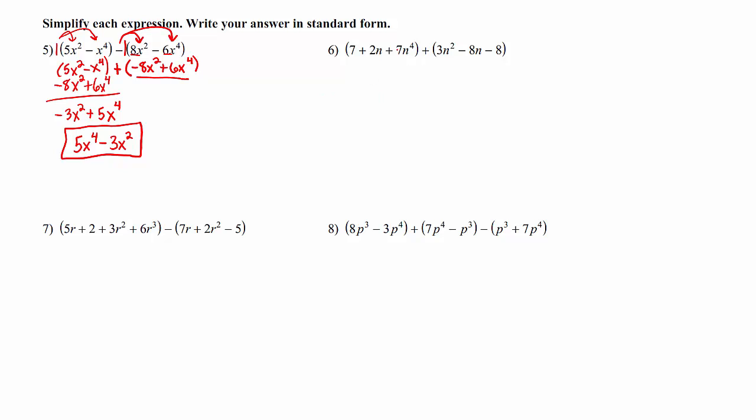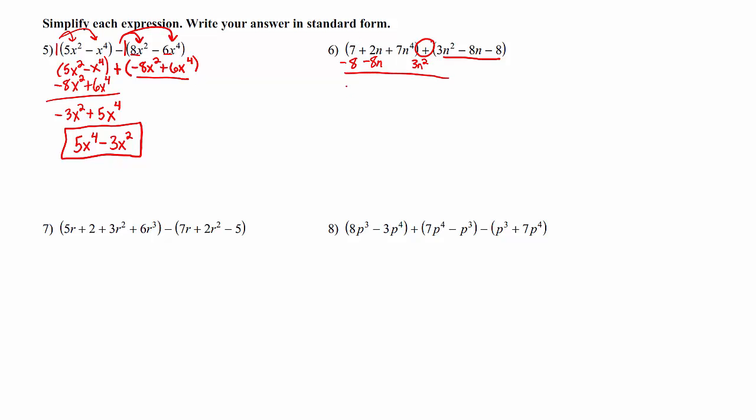So number 6, we look in the middle, it's a plus. So we don't need to change any signs in either parentheses. I'm going to take the second parentheses and put it underneath the first parentheses, trying to match things up. So for instance, the -8n goes under the 2n, and the -8 goes under the 7. The problem is 3n squared doesn't have anything to go underneath, so we could put it out here to the side.